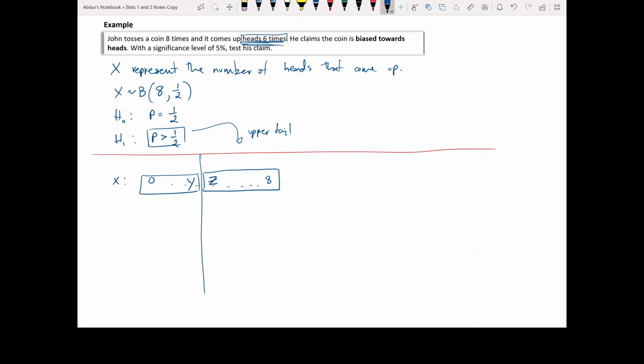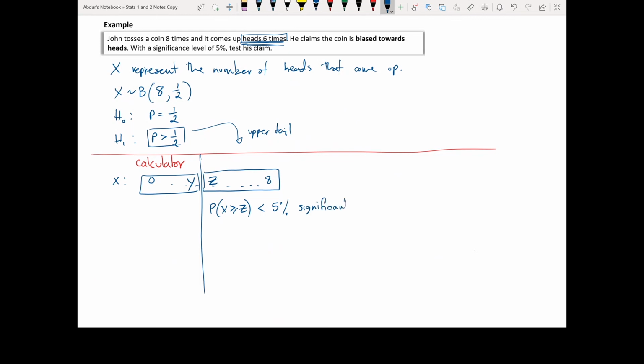Now remember, our calculator, which does the binomial CD, and the tables, only does the left-hand side calculations, as it's cumulative. It goes up to and including from the 0 value. So we would need to do the left-hand side calculations and then do 1 minus it to work out the upper tail. So we want the probability of X being greater than or equal to Z, and we want this probability to be less than the 5% significance level.